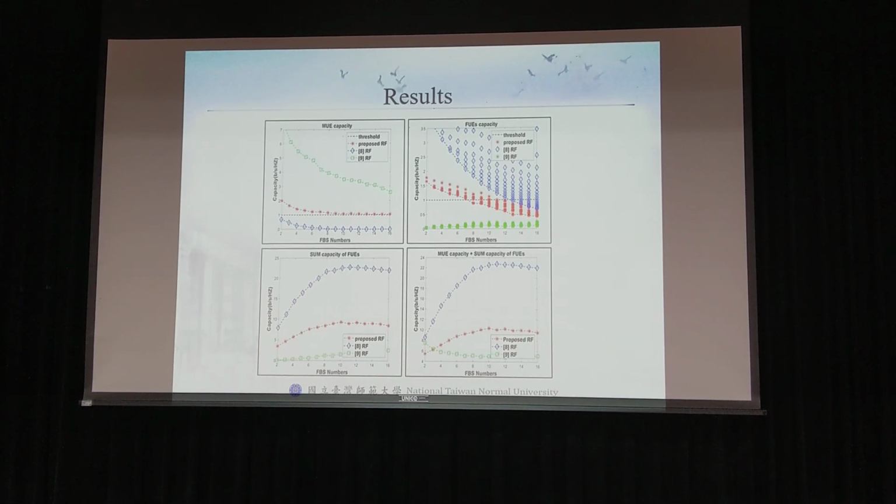capacity of the FUE. But we look at reference number 9, the FUE capacity is all below the threshold, and we can see the result that we have a better balance of both MUE capacity and FUE capacity. We can maintain the balance of the two results.